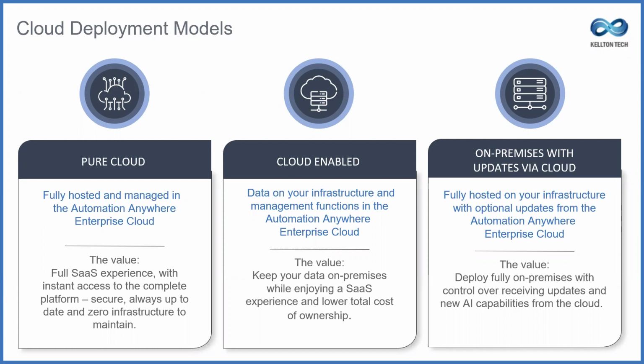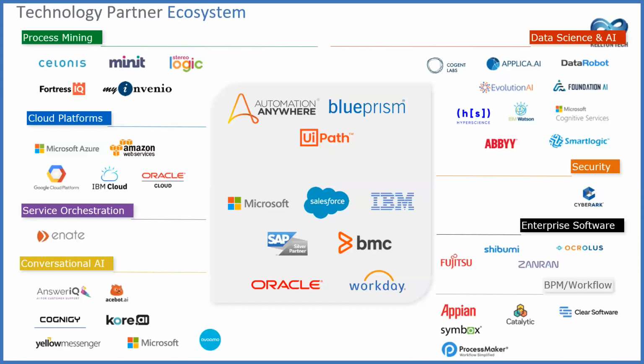Next slide, please, Murali. I think here is where our ecosystem is, especially in RPA and AI. It is vast and widespread. Automation Anywhere, Blue Prism, and UiPath are the top three that are prominent in the space.